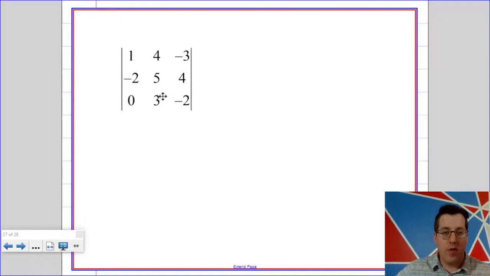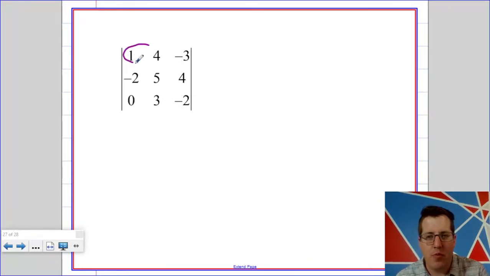I thought I would do a quick video to show you an alternate way to find determinants. This is the method referred to as using minors and cofactors. And it's how you're going to find determinants for matrices that are larger than 3 by 3. So we're going to start by considering just the top row.